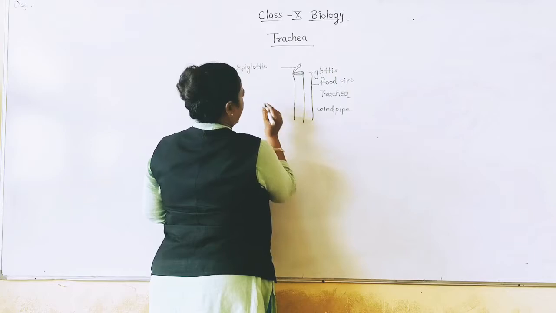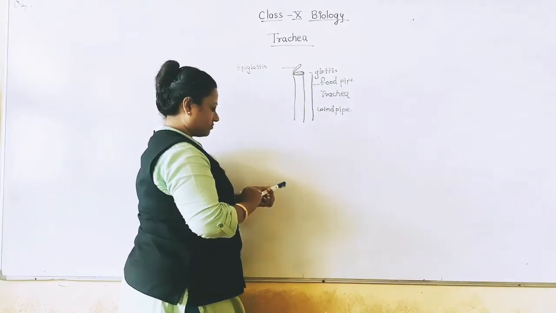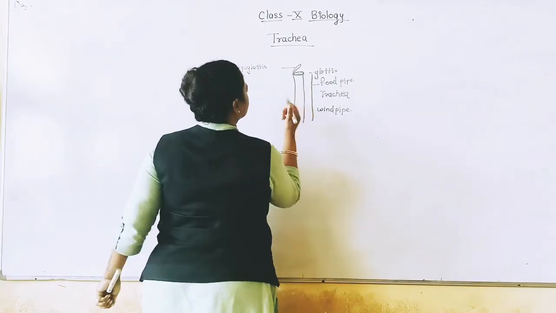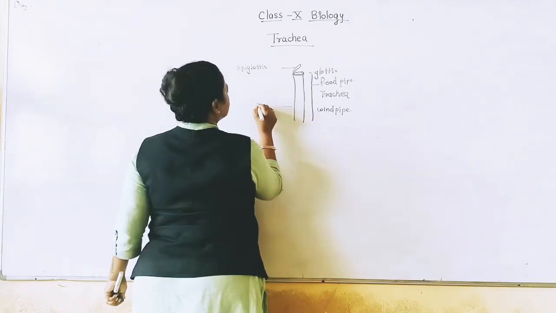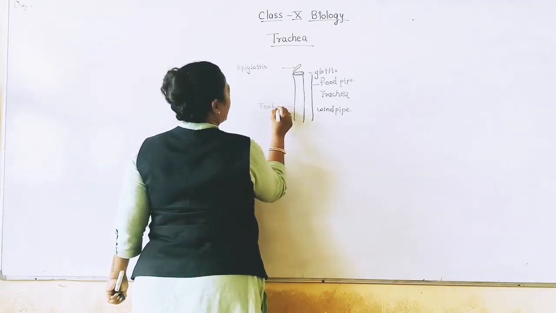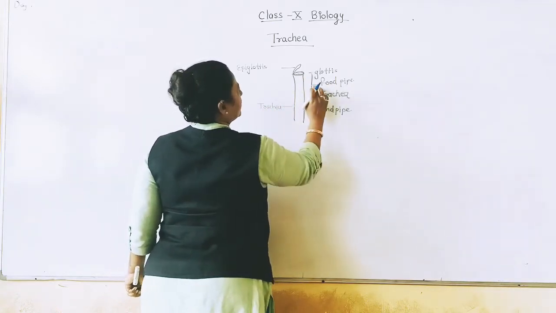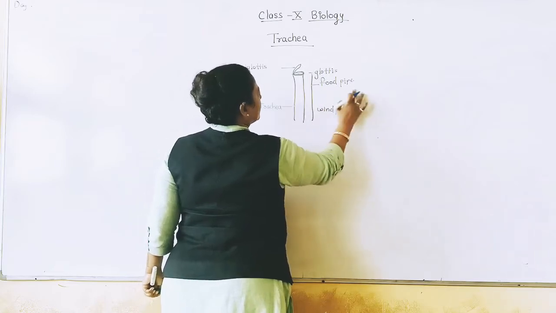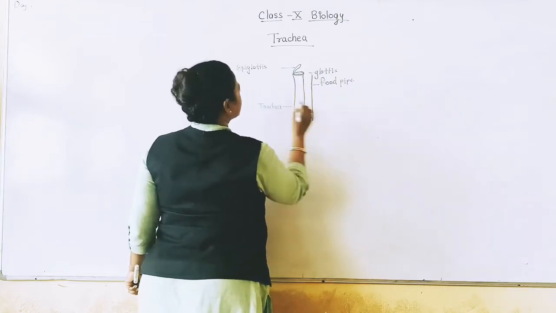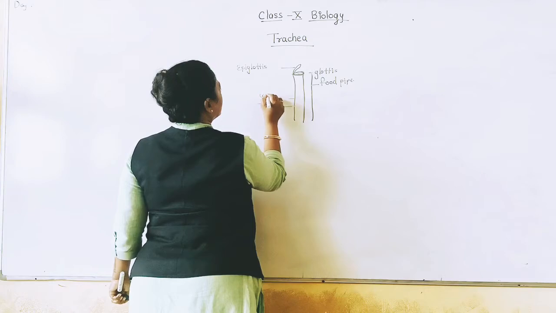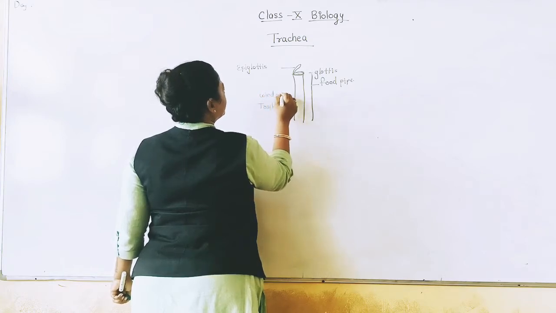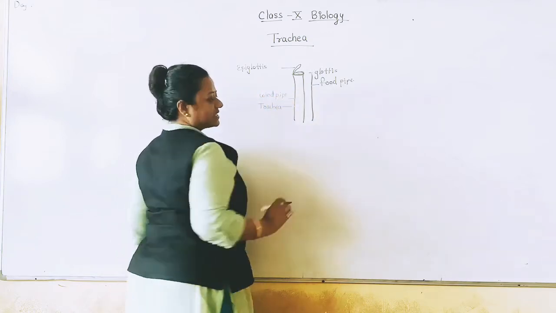Okay, this is the trachea. I will write this side. This is the trachea, this is the glottis, this is the food pipe. The trachea is also called what? Windpipe. And this wall is common, as I said.